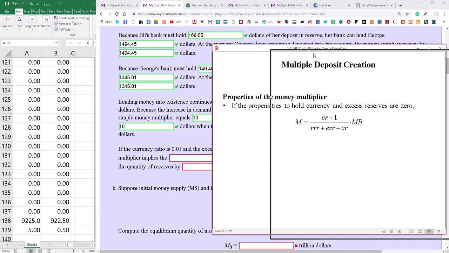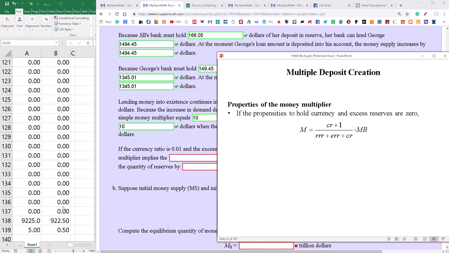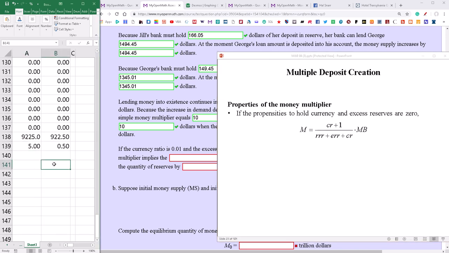We have a different multiplier. Let me put this on the side here. So the excess reserves ratio is 0.1 and the currency ratio is 0.01. Let's go over to Excel here and calculate it then. So the currency ratio is 0.01, the excess reserves ratio is 0.1, and the required reserves ratio is 0.1.